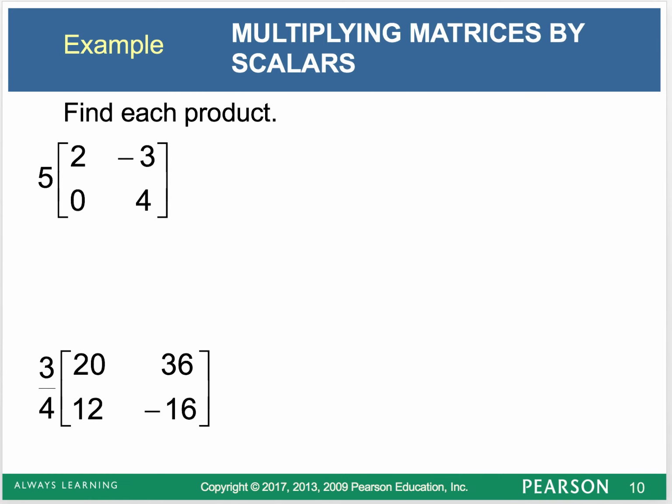And then the last thing that we're going to talk about is you can multiply a scalar, so a numeral, by a matrix, and all you do is multiply the number by each element inside the matrix. So 5 times 2 is 10, 5 times -3, 5 times 0, and 5 times 4.